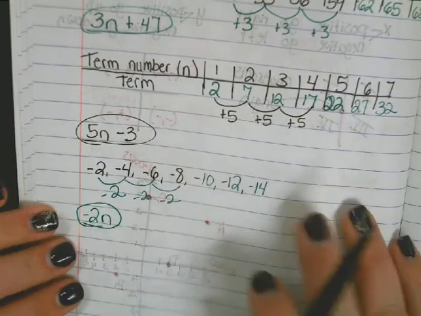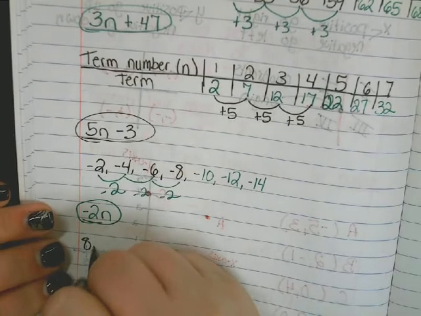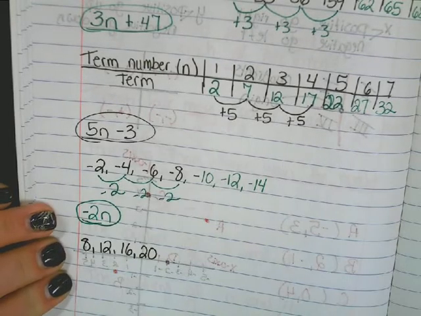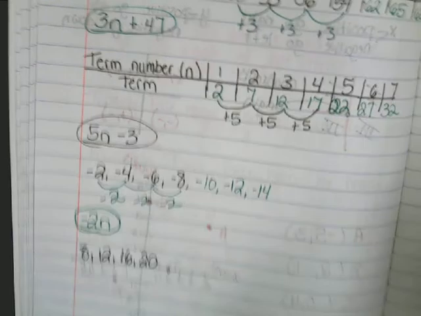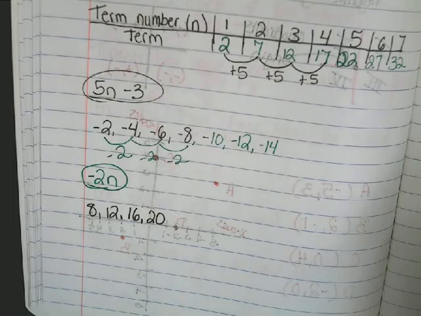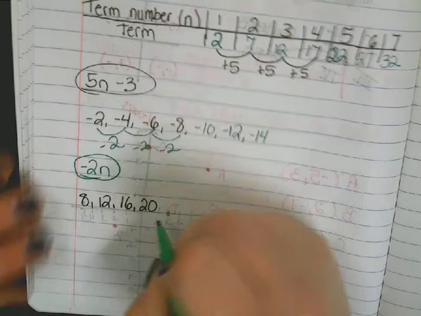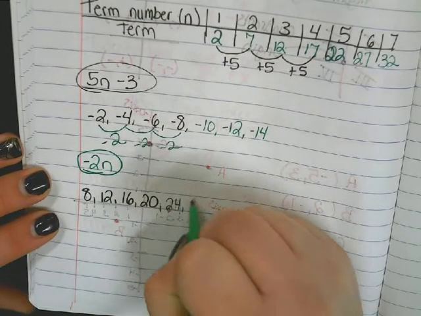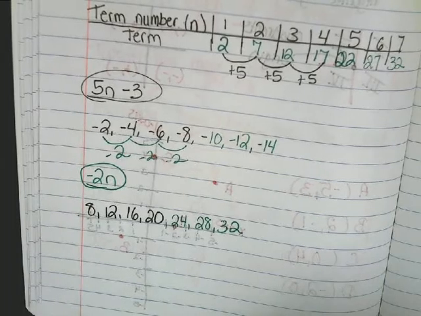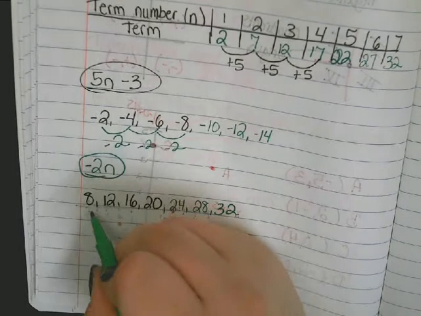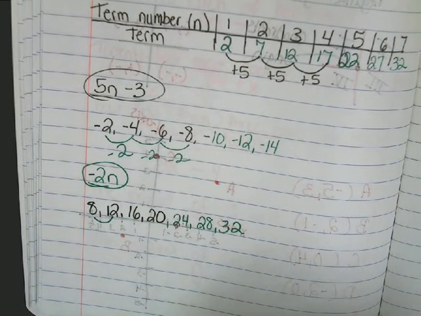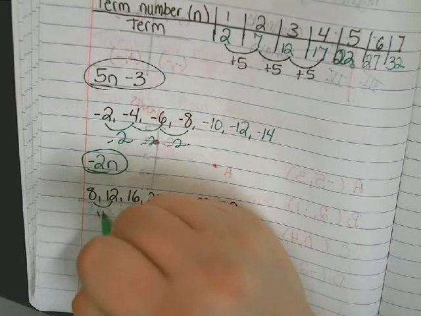Okay. Let's try 8, 12, 16, 20. So I need to come up with my next three. So what's going to come first? 24, 28, and 32. So from 8 to 12, what am I going by? Positive or negative 4? Positive 4. So I'm going to make sure I put that plus 4.